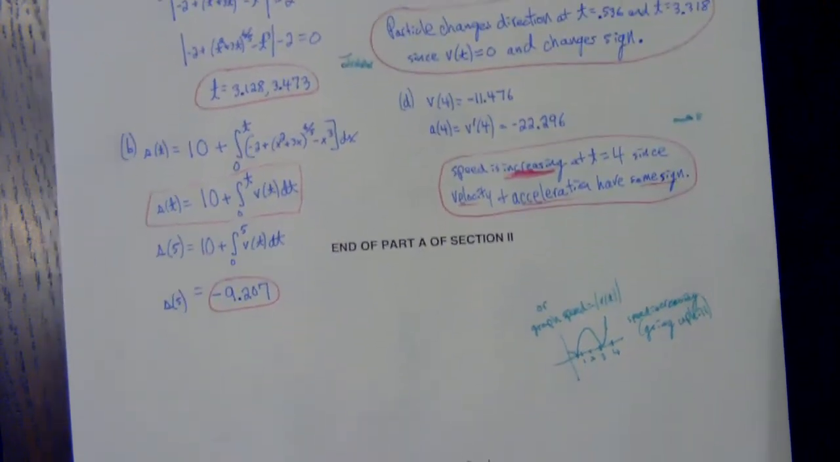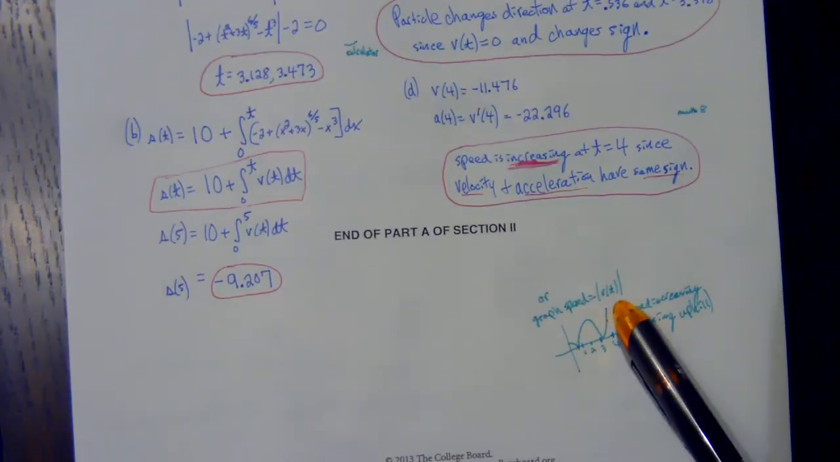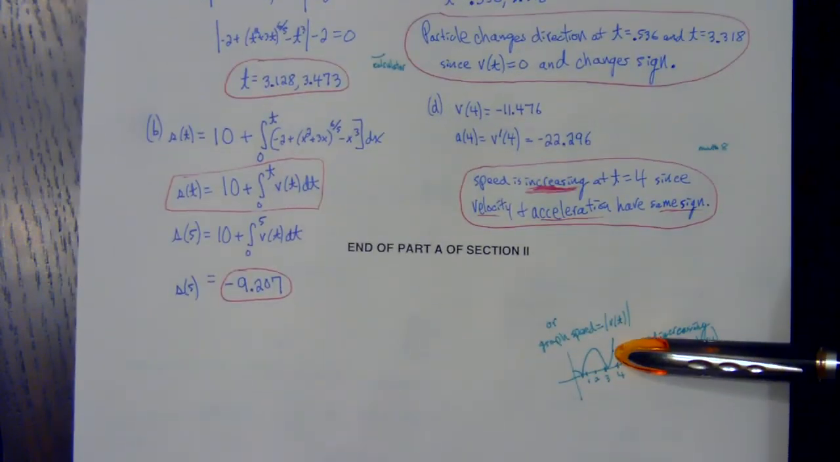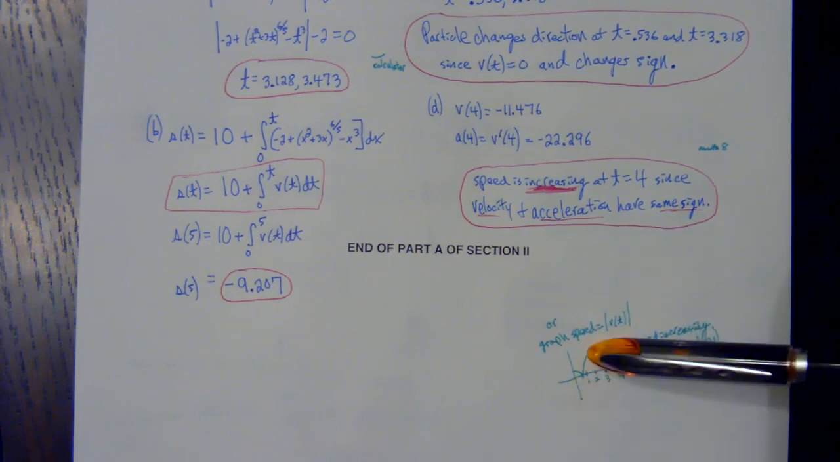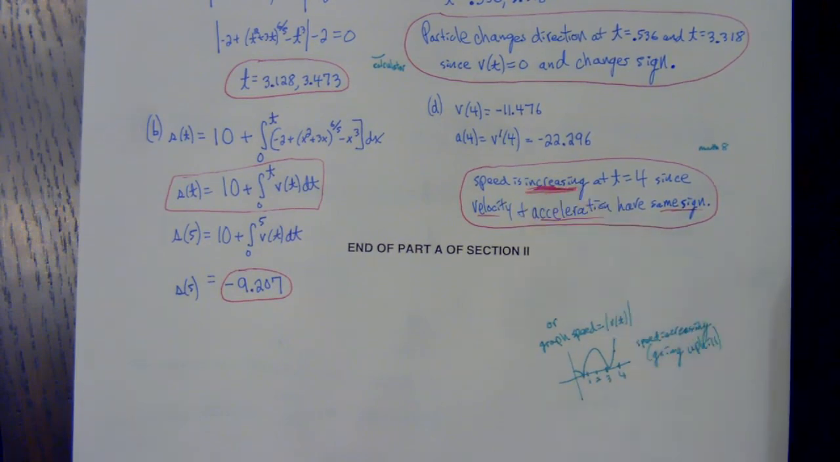Another way, if you wanted to, since speed is the absolute value of velocity, you could graph the absolute value of that function and then hit the trace button, type in 4, and it puts you right there. That function is increasing at 4. So there's your speed function. That speed function is increasing at that t equals 4. Cherry pie.